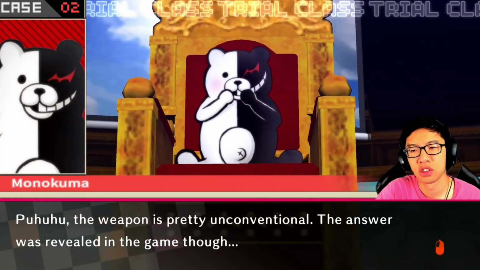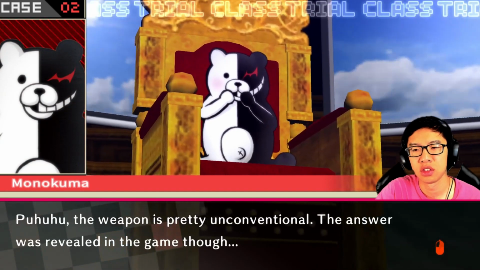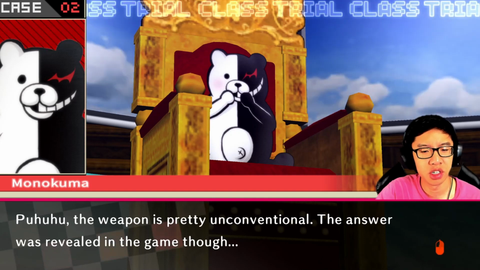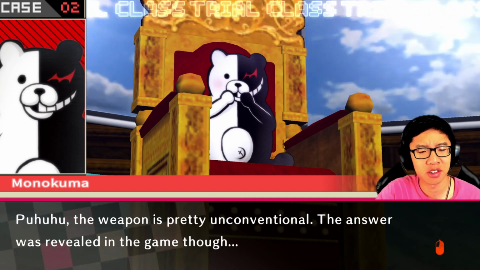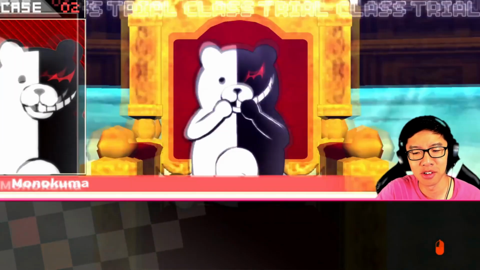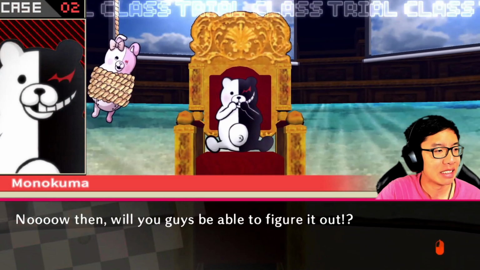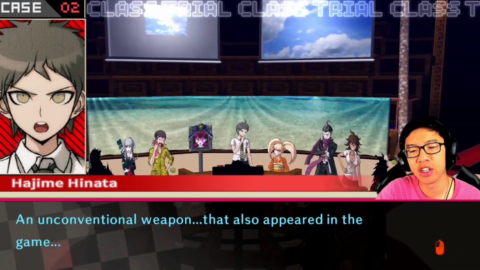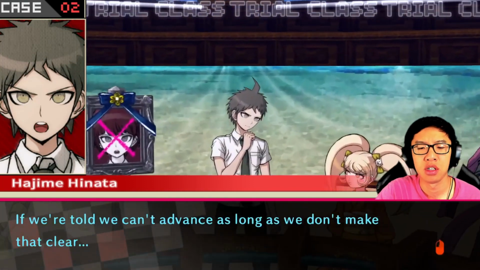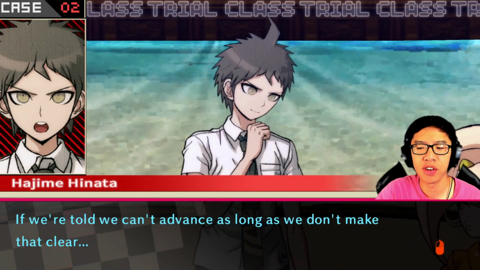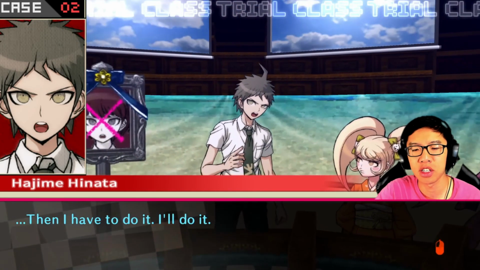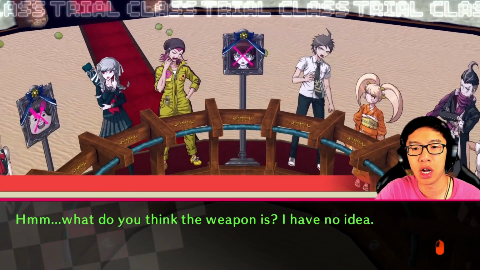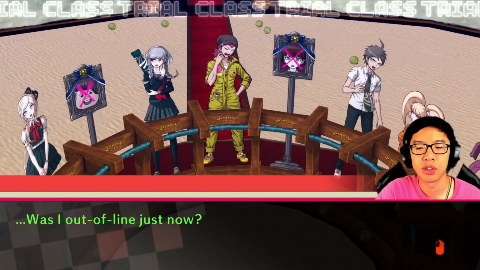The weapon is pretty unconventional. The answer was revealed in the game, though. Or was the bat used in the second kill? I don't remember. Now then, will you guys be able to figure it out? An unconventional weapon that also appeared in the game. If we're told we can't advance as long as we don't make that clear, then I have to do it. I'll do it. What do you think the weapon is? I have no idea. I don't know either. Was I out of line just now?